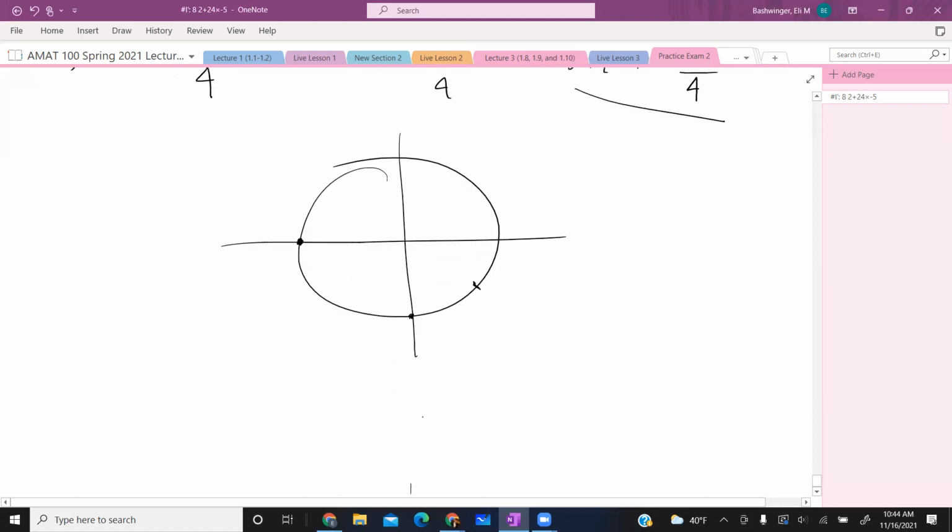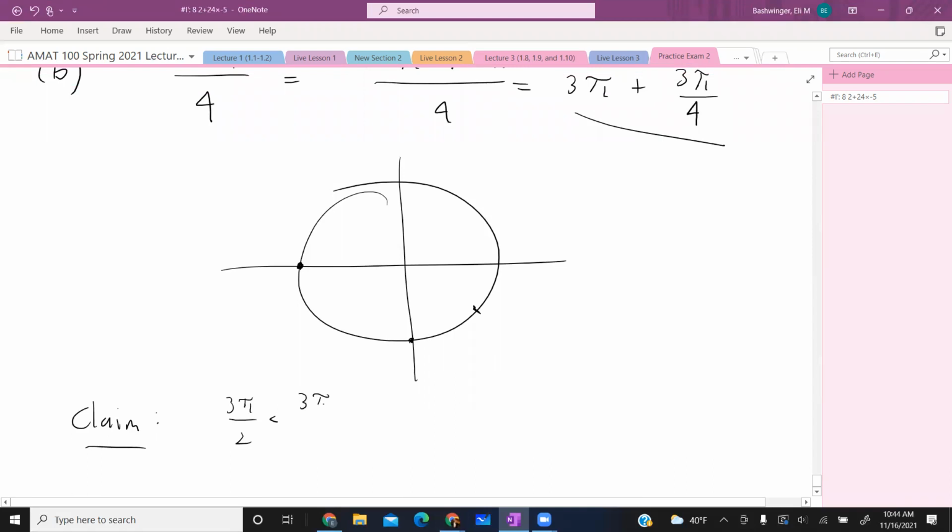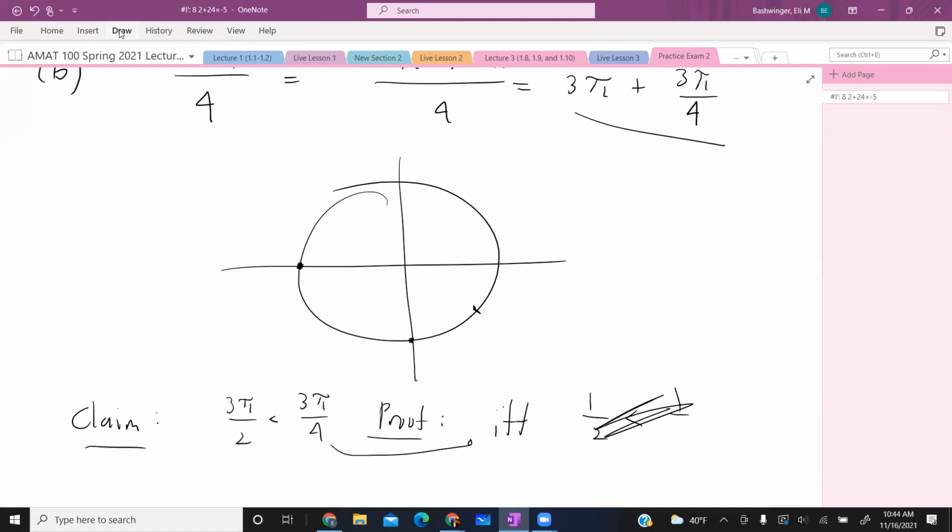So the claim is that 3 pi over 2 is less than 3 pi over 4, and probably that's obvious, but if it's not, maybe this helps. So proof. Well, this is the case if and only if I can cancel some stuff out. So I can cancel the 3 pi's out, so I get 1/2 is less than 3. Oh wait, this is not right. I'm screwing something up. Hold on. This is dumb. Why am I making this mistake here?